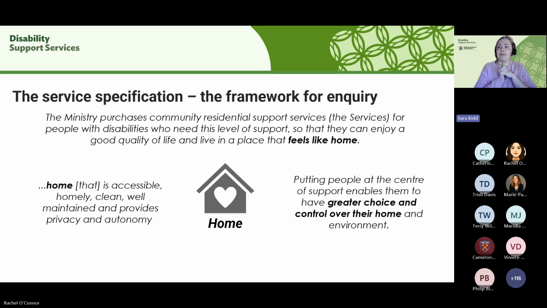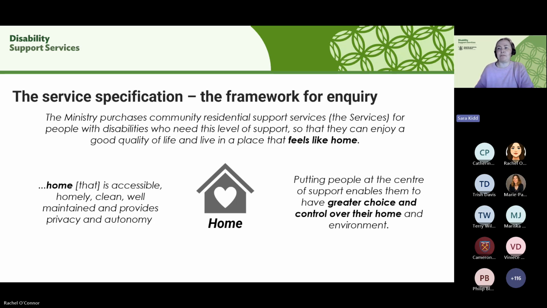For example, part of the service definition states that the Ministry purchases community residential supports for people with disabilities who need this level of support so that they can enjoy a good quality of life and live in a place that feels like home. Residential providers should be expected to provide a home that is accessible, homely, clean, well-maintained, and provides privacy and autonomy. And also that putting people at the centre of support enables them to have greater choice and control over their home and environment.